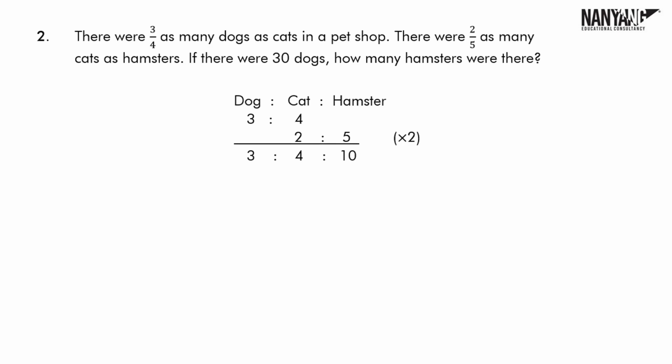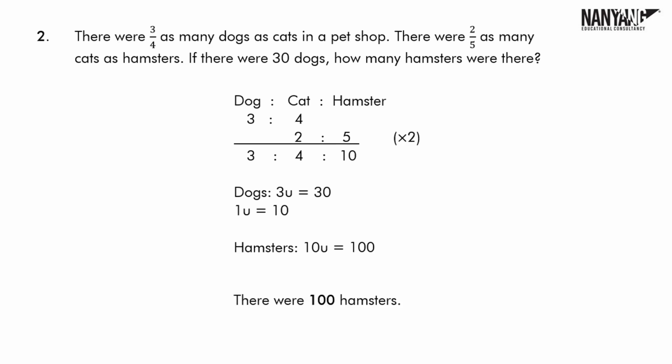Now let us continue by looking at what information the question gives us. It said that there were 30 dogs, and our table shows that there are 3 units of dogs. So we know that 3 units equals 30. So with 3 units equals 30, we can find out that 1 unit equals 30 divided by 3 equals 10. Next, they ask us how many hamsters were there. As our table says, there are 10 units of hamsters, and that should be 10 times 10, 100. So that's our answer. There were 100 hamsters.